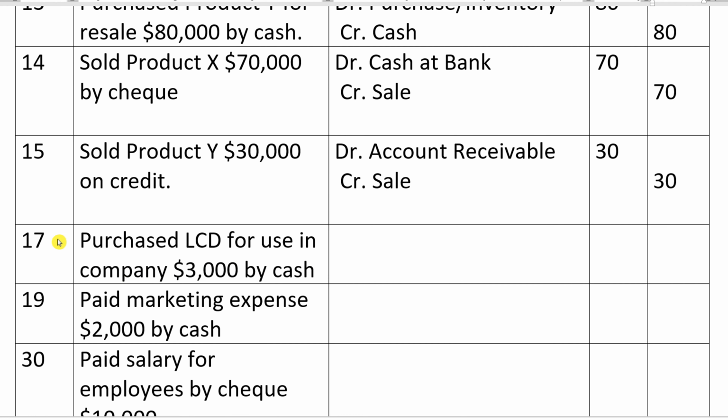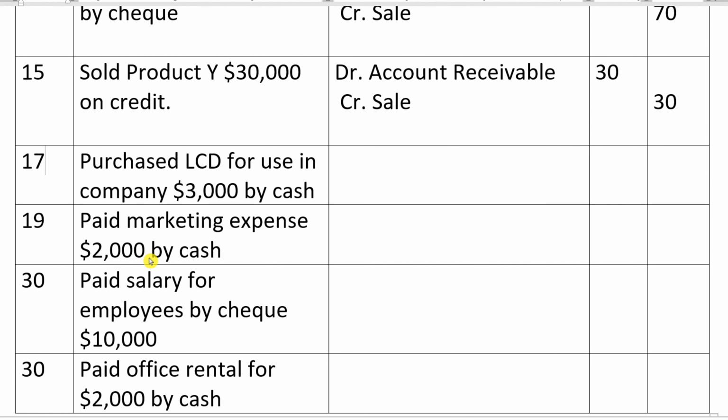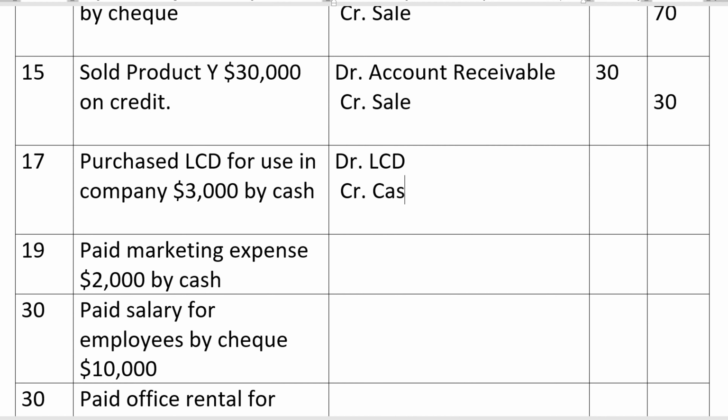And the next day, we purchased an LCD for the company for 3,000 by cash. An LCD is a long-term asset or fixed asset, so you can debit fixed asset or use a specific name, LCD, and credit cash out, LCD in, 3,000 and 3,000.